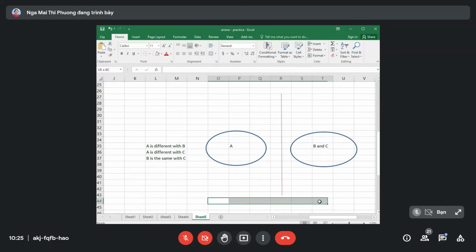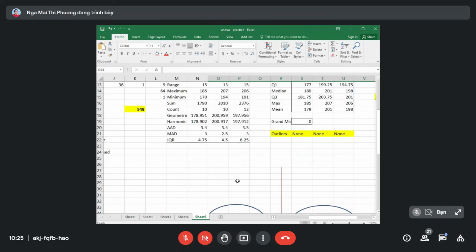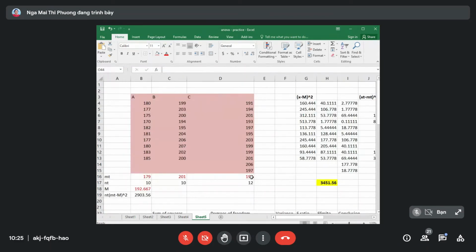Is it B and C? Because I remember that it gives a lower number of eggs. The mean of C is 198 and B is 201. And B and C are not different. B and C are the same. So what is the conclusion? I think that feed B and feed C are better than feed A.